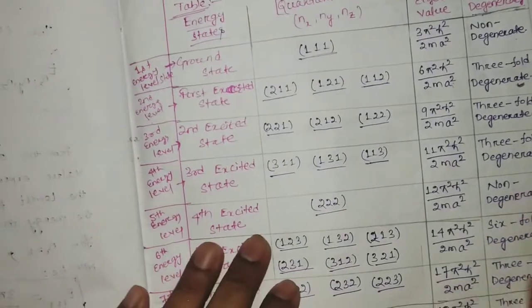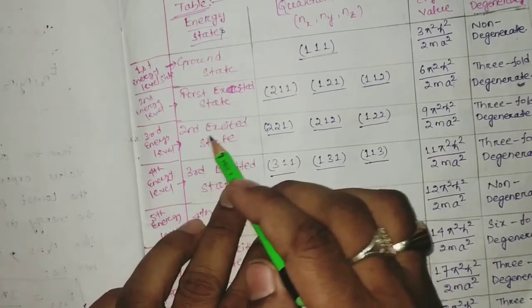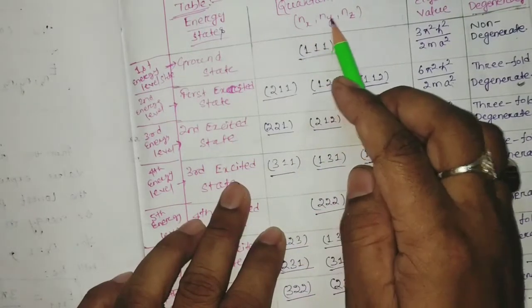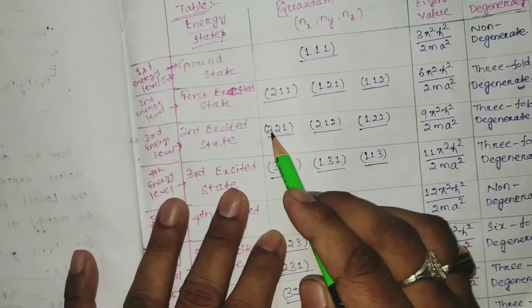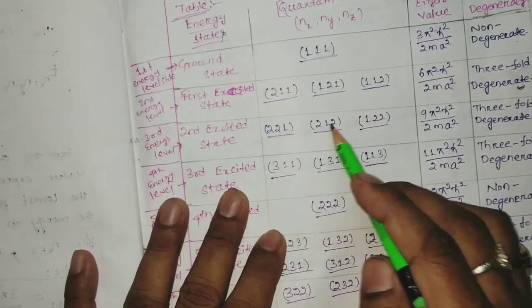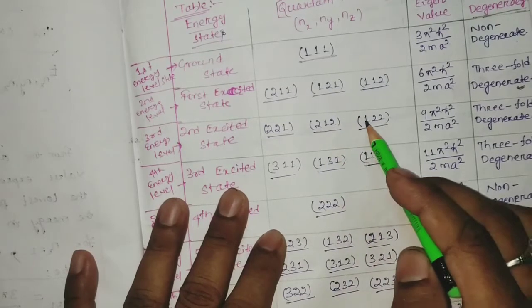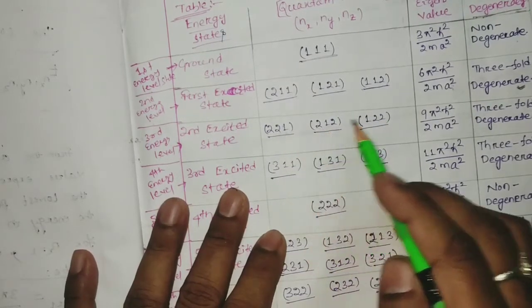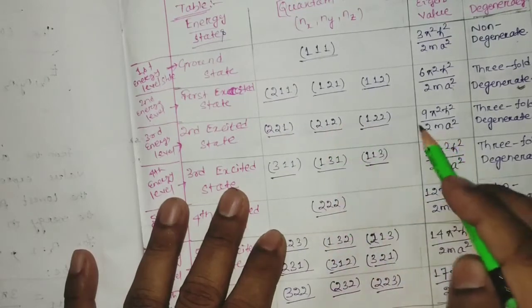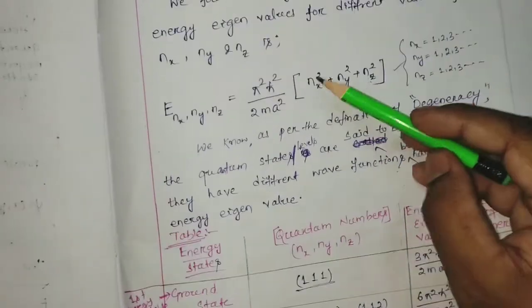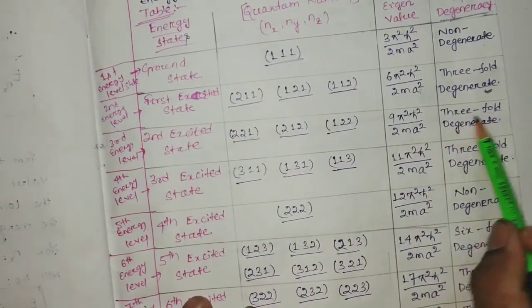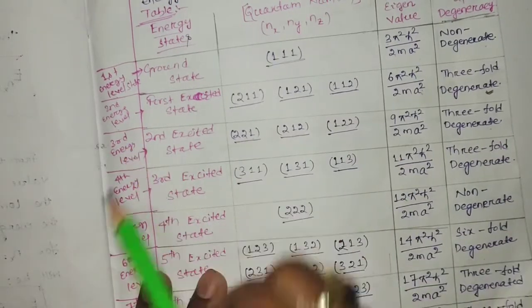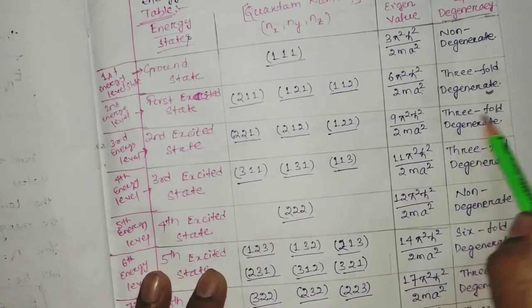Now we are going to go for the second excited state. If we consider the second excited state, the nx, ny, nz values will be 2, 2, 1. This combination can be written another two ways, that is 2, 1, 2 and 1, 2, 2. So for all three states, the energy value will be how much? Here you can put 2 squared 4, 4, 1, 9, that is 9 pi square h cross square by 2m a square. So the second excited state, or third energy level, is threefold degenerate.